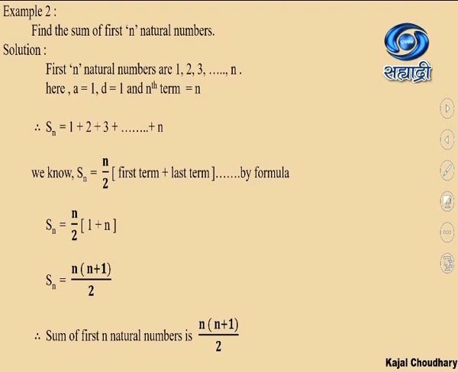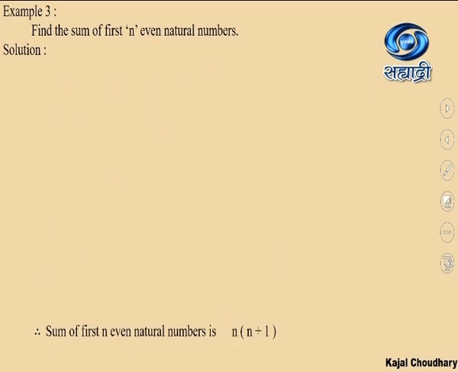So, this was a simple one. Here, there is a problem: what if we are getting n even numbers? Now, I had shown the answer directly over here, that the sum of the first n even natural numbers will come up to be n(n plus 1). Now, let's see how we are going to reach here.